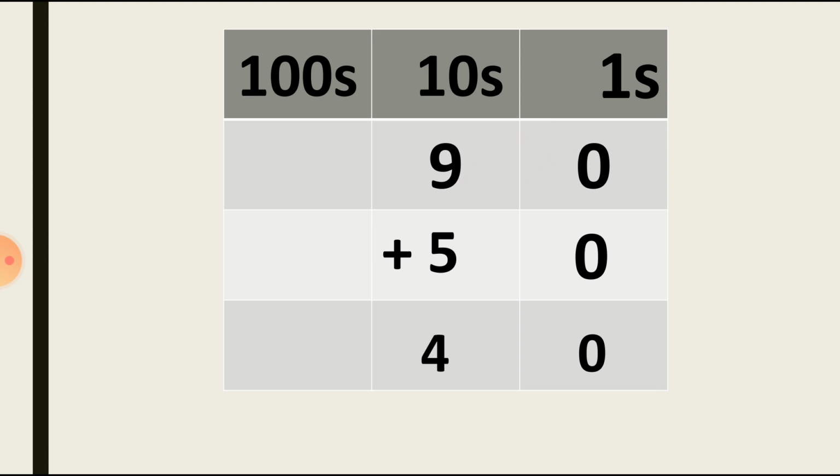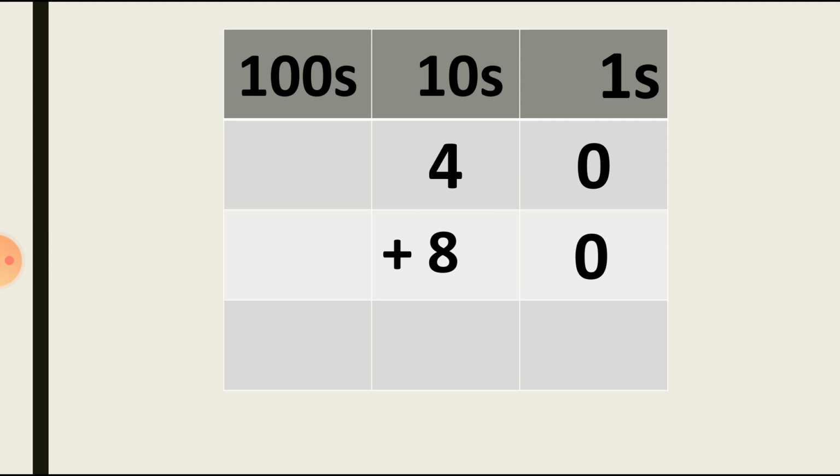So I can write down number 4 under the tens column, and then write down number 1 at the hundreds column as a carry forwarded number, and you can write down this one this way under the hundreds column. So the answer is 140. This way you can write down this answer.